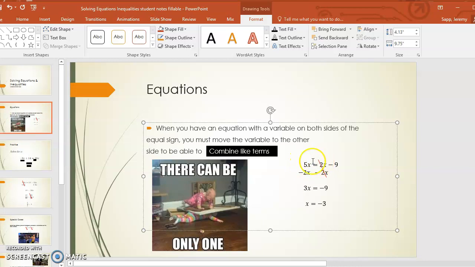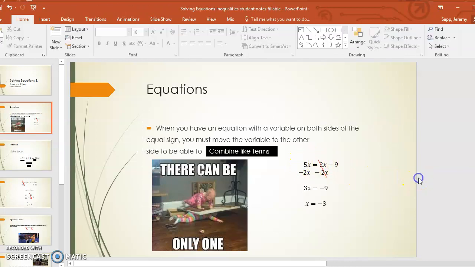Well, these are like terms, but in order to be able to combine those like terms, they have to be on the same side of the equal sign. So my job is to move one of them to get them on the same side. And again, when I move something in math, I need to do the inverse operation. Now, anytime that I'm moving something, I'm always going to choose the lesser of the two numbers. So in this instance, 5x and 2x, the lesser of the two numbers is this 2x. So that's what I'm going to choose to move.